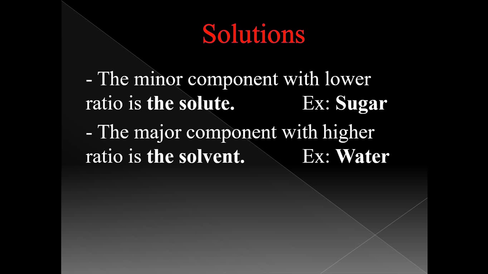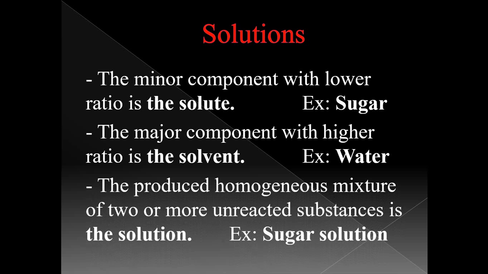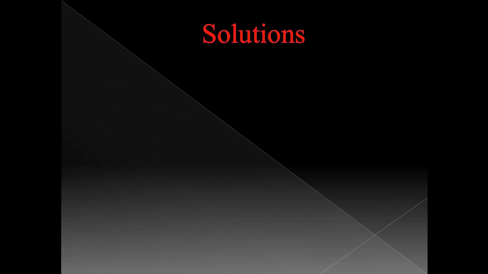Solutions consist of two components. The minor one with the lower ratio is called the solute, like sugar, for example, and the major one with the higher ratio is called the solvent, like water. The produced homogeneous mixture of two or more unreacted substances is called the solution, which is the mixture between sugar and water, forming a sugar solution.